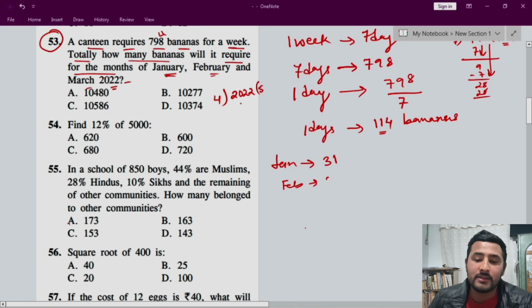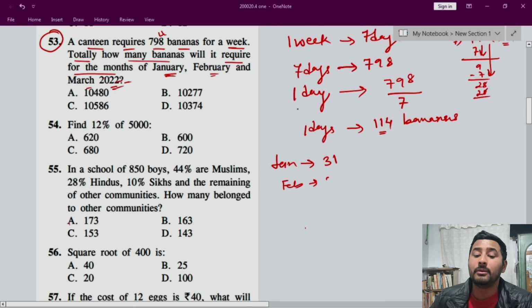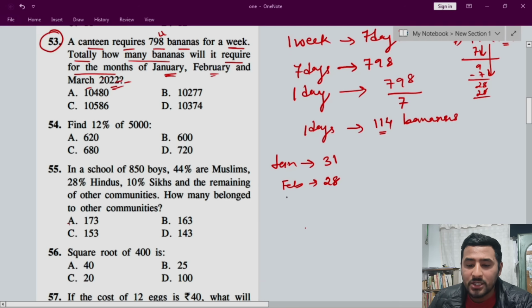For example, this one: 4 5s are 20. Then you get this 2 down. 4 0s are 0, 2. Then bring this 2 down. 4 5s are 20 again. So we are getting a remainder here. This is not completely divisible by 4, so it is not a leap year. This 2022 is not a leap year. That means February has how many days? If it is not a leap year, February has 28 days. If it is a leap year, February will have 29 days. And March will have how many days? 31 days.